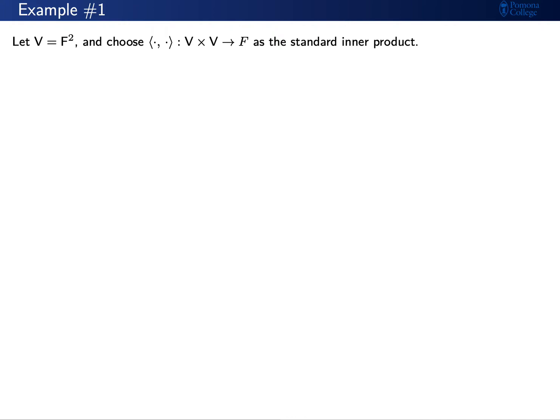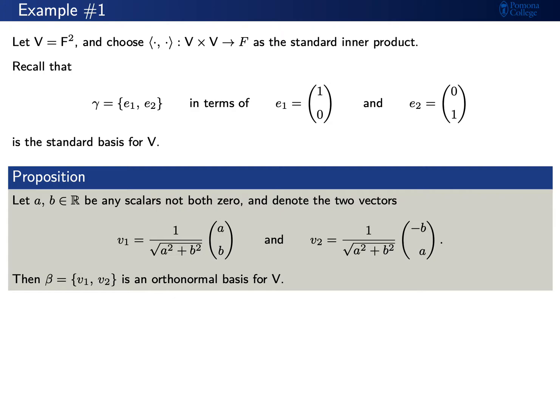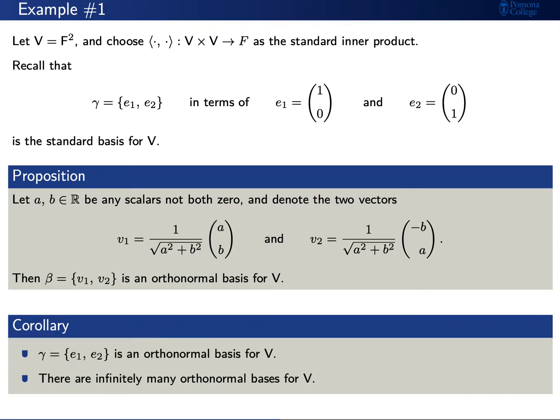We discussed a few examples. Let's say that n is equal to 2, and we have the standard inner product. We recall that the standard basis, gamma, can be generated by two vectors, (1, 0) and (0, 1). For any scalars a and b not both 0, we can define two new vectors, v1 and v2, such that the set containing v1, v2 is an orthonormal basis. When a equals 1 and b equals 0, we recover the standard basis, showing that the standard basis is an example of an orthonormal basis for F^2.